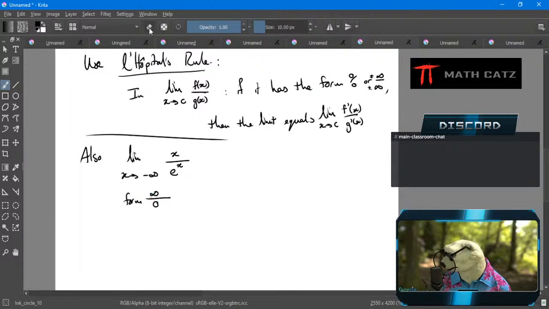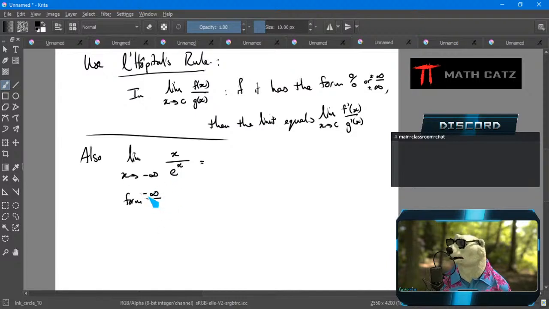This form is not one of the two types allowed in L'Hopital's rule. Therefore, I cannot use L'Hopital's rule. It is going to be something else. But think about it. It's not an indeterminate form. I can totally see what's happening here. Okay, it's negative infinity, fair enough.